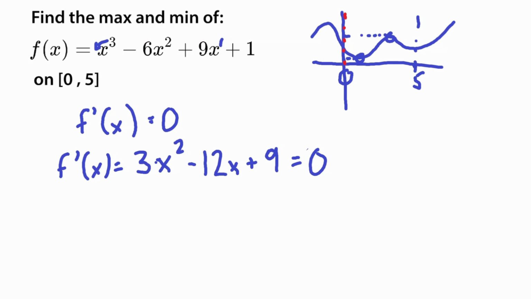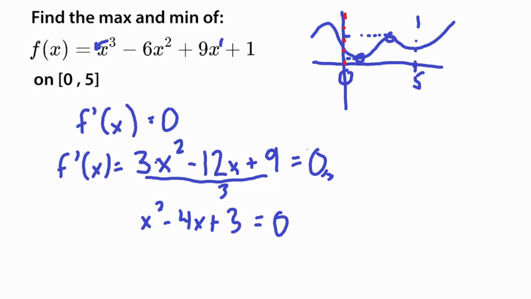So 3x squared minus 12x plus 9. I already see there's a factor here that I can factor out. If I divide everything by 3 on both sides, I get x squared minus 4x plus 3, sorry, not minus 12x, and this is equal to 0.